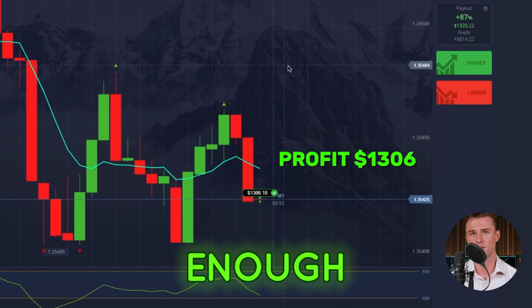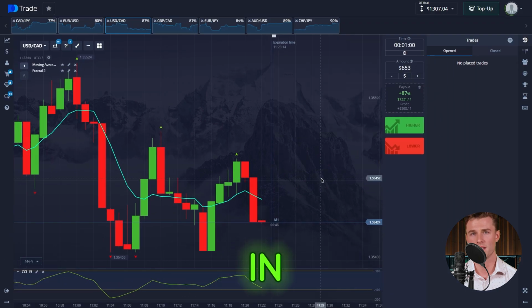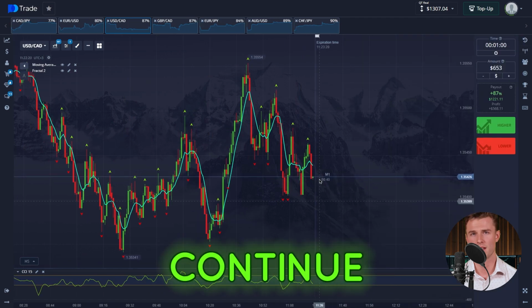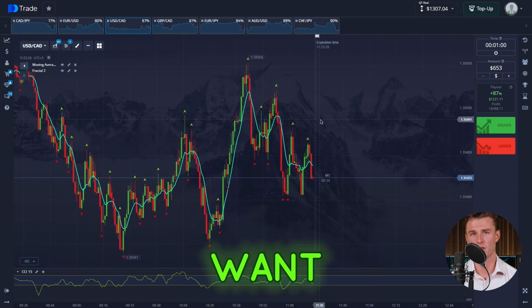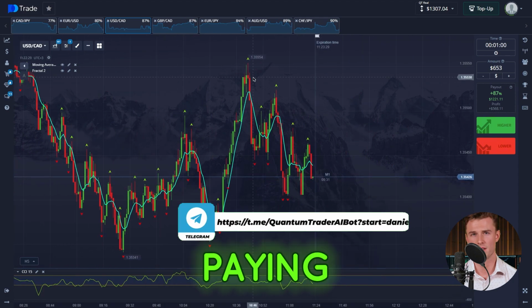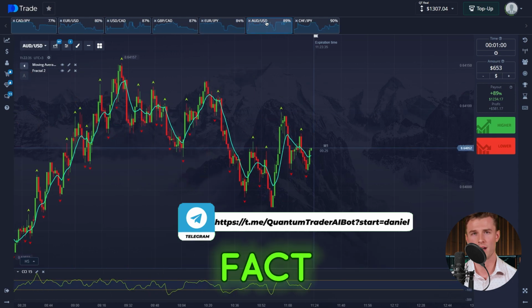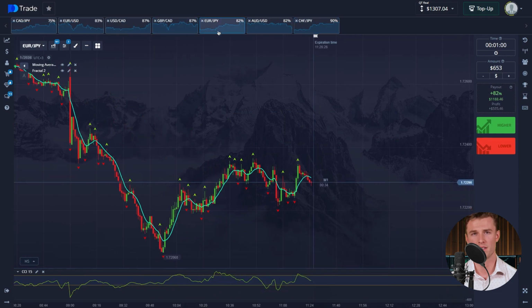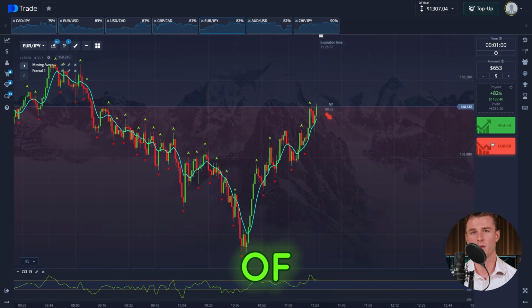It is enough to wait for the crossing of the moving average, and in general, to pay attention to the oscillator. Let's continue trading and pick up the following currency. I want to open down here. I'm paying attention to the trend here and the formation of a new local high. In fact, the trend is downward from this point. We've seen a pullback in price. We've seen a fractal update of the local high.